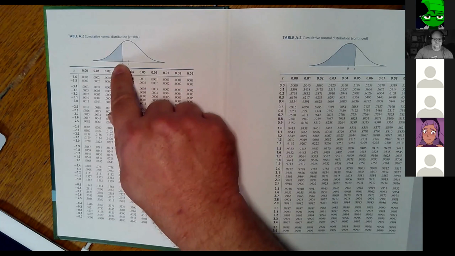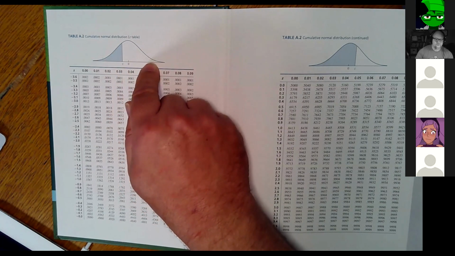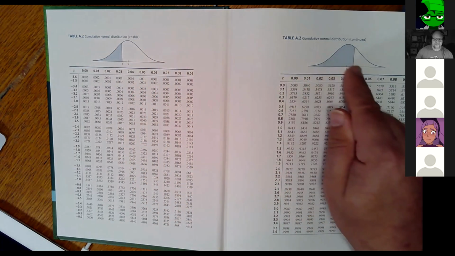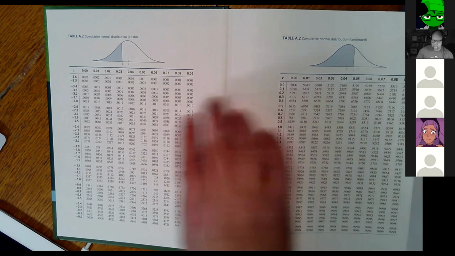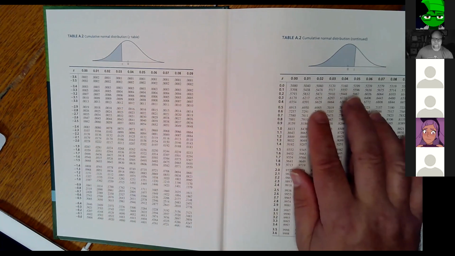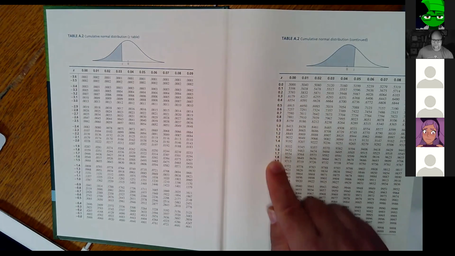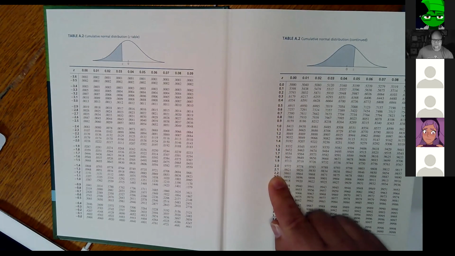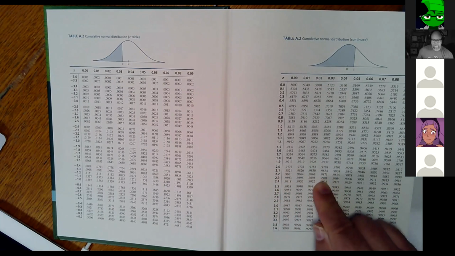So if this z, well, I guess if this z were moved up to 2.33 repeating, and that's why this picture is different, because this page has z's that are bigger than 0. This page has z's that are less than 0. So if our z is 2.33 repeating, it means I'm going to go down here to look for 2.3. There we go, 2.3. Then I want to go to 2.33. So it means I go over to this fourth column. And you can see there that value is 0.9901. So that's what I'm going to write down.